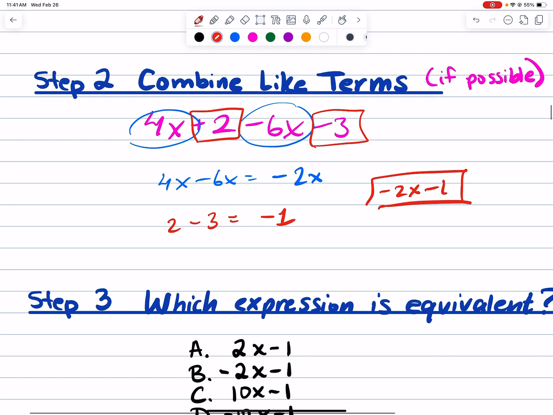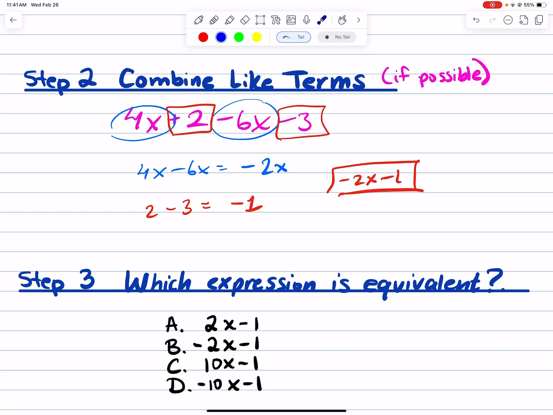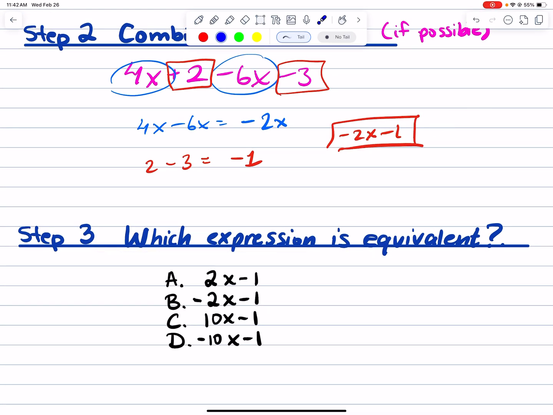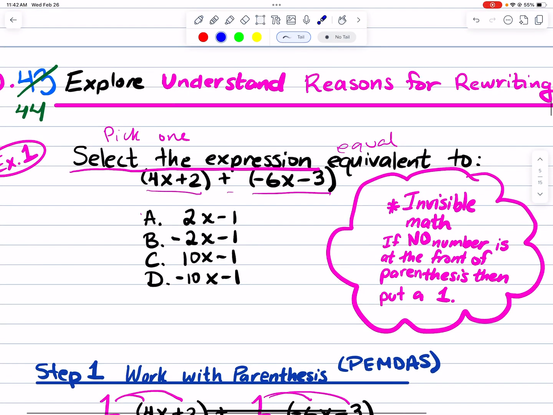Now, we can see now our options. Which on step 3? Oh, step 2, combine like terms. We finished that. Step 3, which expression is equivalent? Well, negative 2x minus 1. This is a positive 2x, so I know that one's not it. This one's a negative 2x minus 1. There it is. 10x minus 1? No. These two. Nope, I'm eliminating those. Just B. So we know that negative 2x minus 1 is equivalent to 4x plus 2 plus negative 6x minus 3.